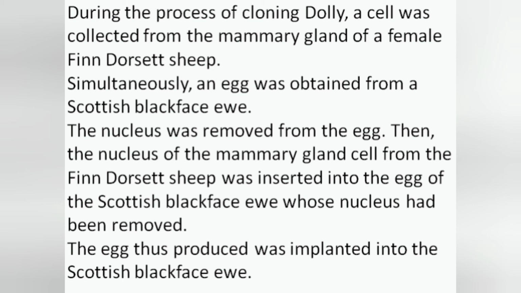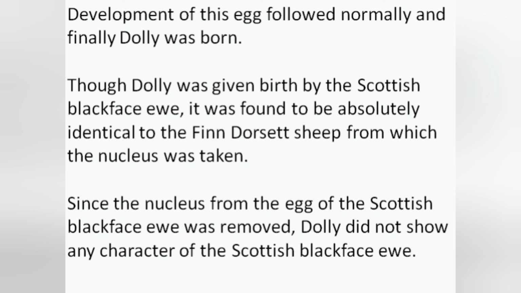The nucleus was removed from the egg. Then, the nucleus of the mammary gland cell from the Finn Dorset sheep was inserted into the egg of the Scottish Blackface ewe, whose nucleus had been removed. The egg thus produced was implanted into the Scottish Blackface ewe. Development of this egg followed normally and finally Dolly was born.